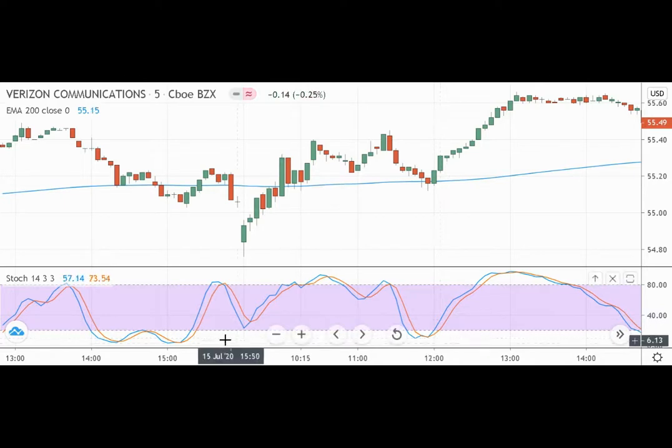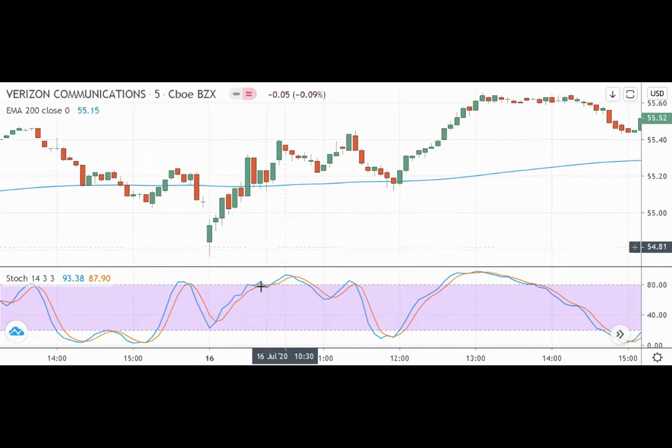For example, over here, the slow stochastic line went below 20. Good. So now I'm starting to watch. And over here, it almost touched the 20, didn't go above it, so I'm not taking the trade.